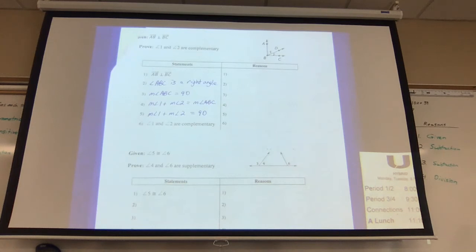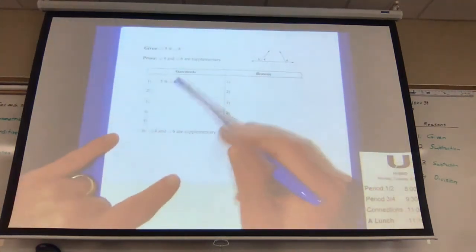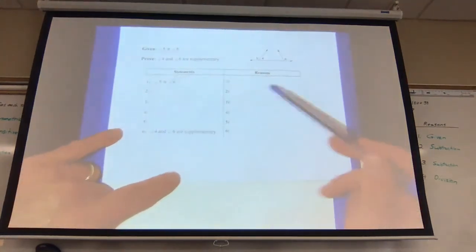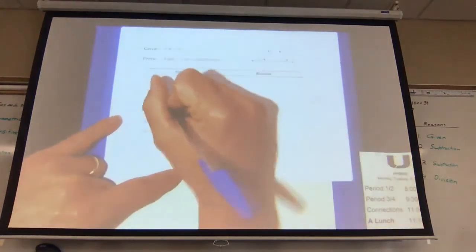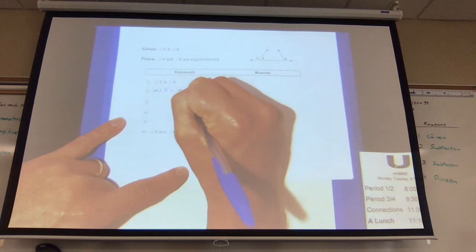Everybody still copying that? All right, last one, sixth proof here. Once again, we're going to fill in the statements. We're going to give you the statements here, and we'll fill in the reasons. So on number 2, angle 5 is going to equal angle 6.